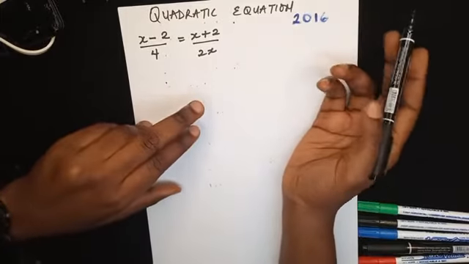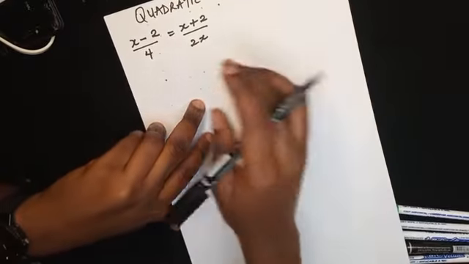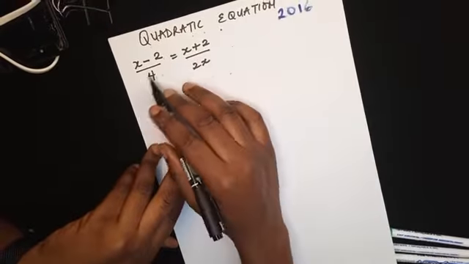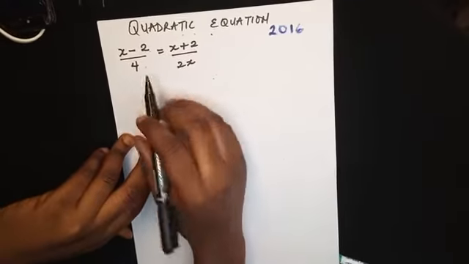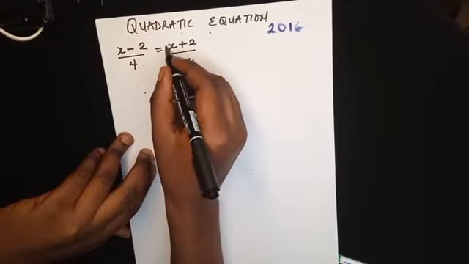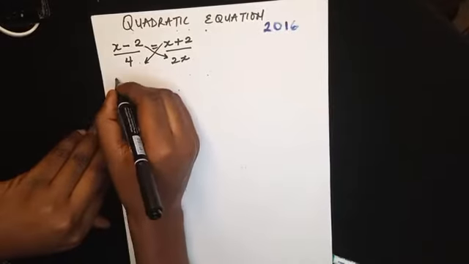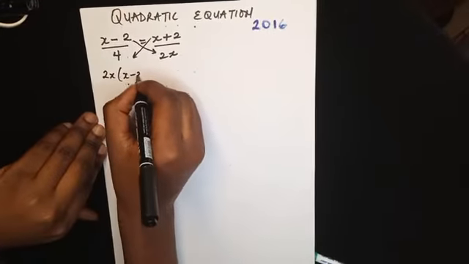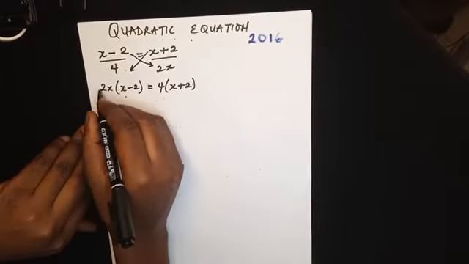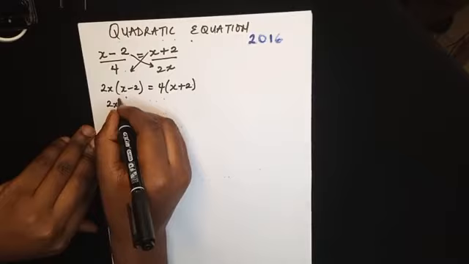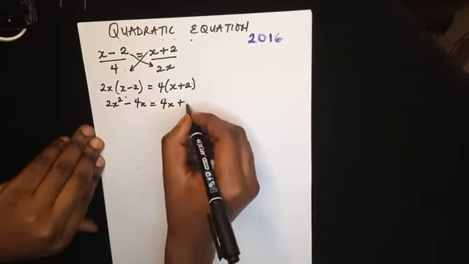Okay, this is an example of a quadratic equation and we'll be using the completing the square method. Now this is in fraction. So the first thing is to eliminate the fraction. And how do I eliminate the fraction? I will do that by doing a cross multiplication. So I multiply this way and this way. So it becomes 2x into x minus 2 equals to 4 into x plus 2. Then I go ahead to open the bracket. 2x times x, that's 2x squared minus 4x equals to 4x plus 8.